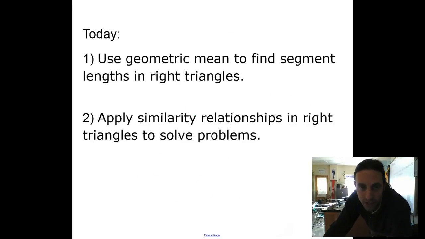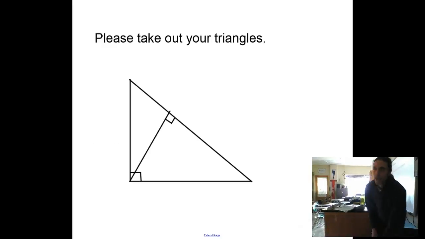All right, now that we've done this warm-up, we're looking at section 8.1 in your book. It's similarity in right triangles. So we've been building up to this point, and what we want to do is look at geometric mean to find segment lengths, and then apply similarity relationships to solve problems with triangles. Okay, so please take out your 3 triangles.